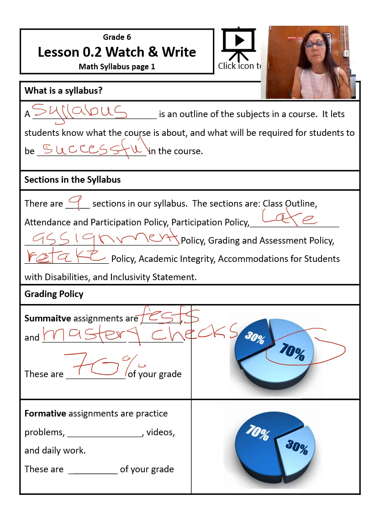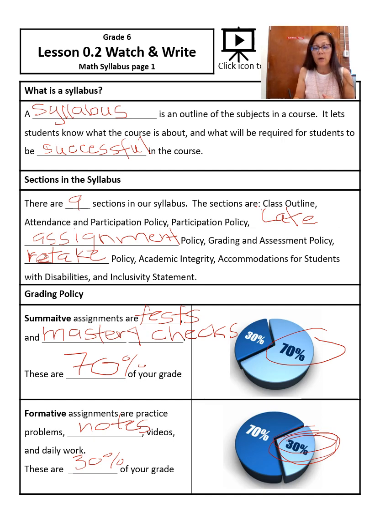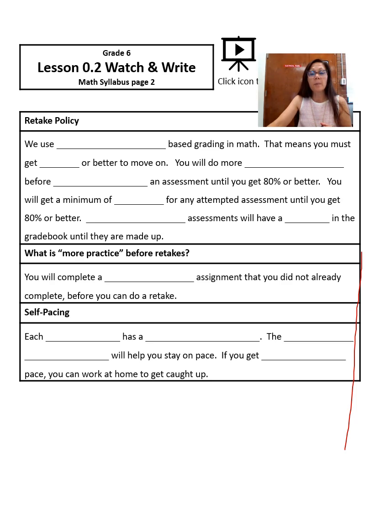Then you have formative assignments, which are practice problems, your notes, right? The videos and daily work. Those are all worth 30% of your grade, 30%. So you can see right here, 30% of your grade is coming from your notes, videos, practice problems, just your daily work, right? So this note has 2 pages today, all right? You can see at the top of this page, there is an icon, which means a video goes with this page.